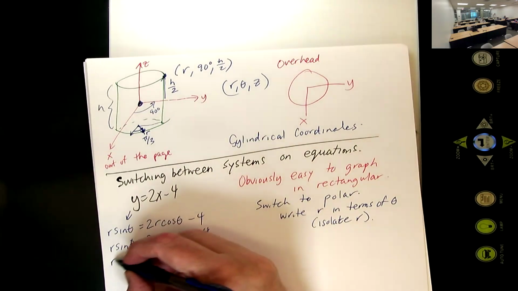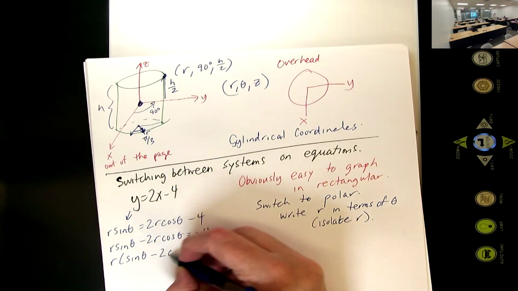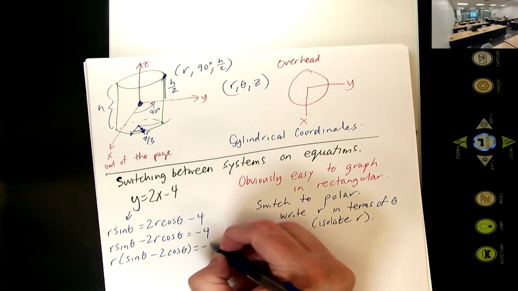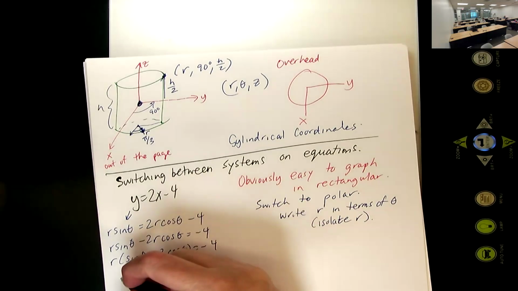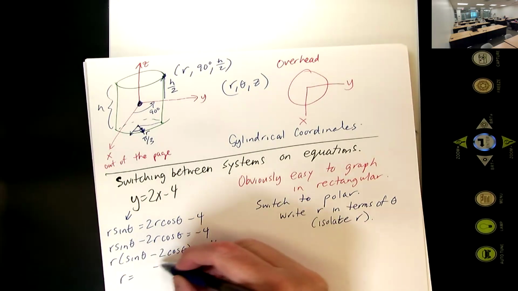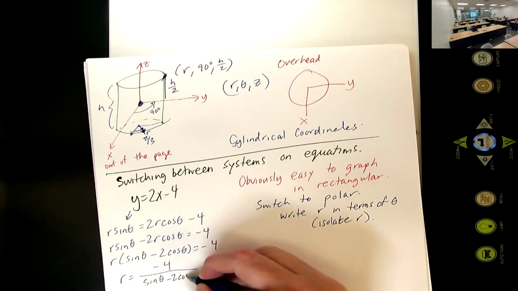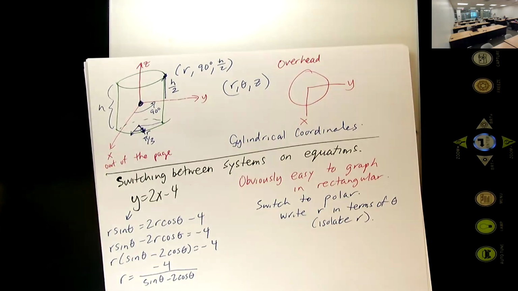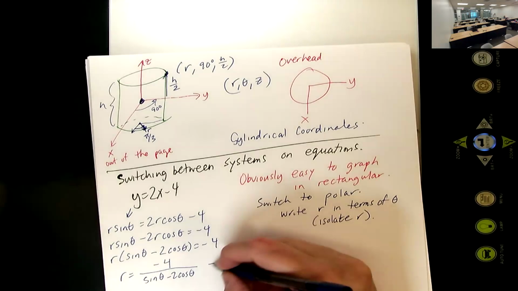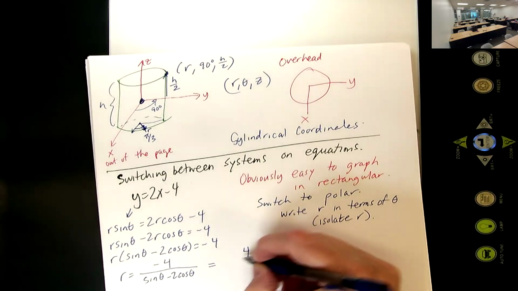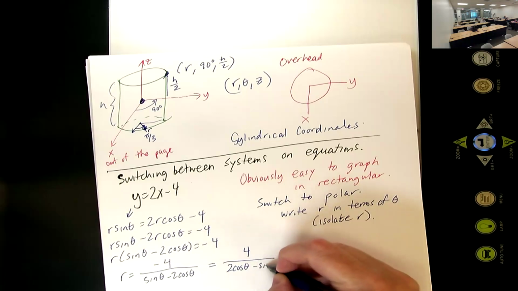And I factor out an r. And then I divide through by this stuff being multiplied by r. I'm not a big fan of having a negative sign in the numerator, so the alternate form is to move the negative down below. And that just makes the cosine theta term positive and the sine theta term negative.